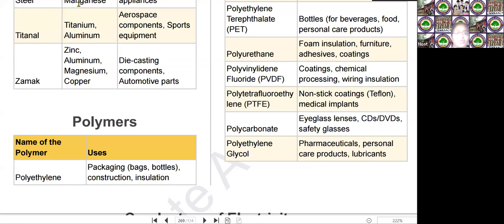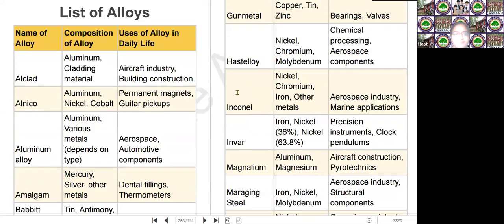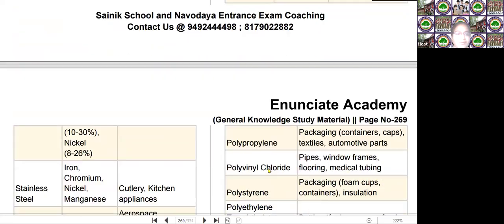Okay. So today our session is polymers. At last class we discussed a list of alloys. Today we will discuss polymers.